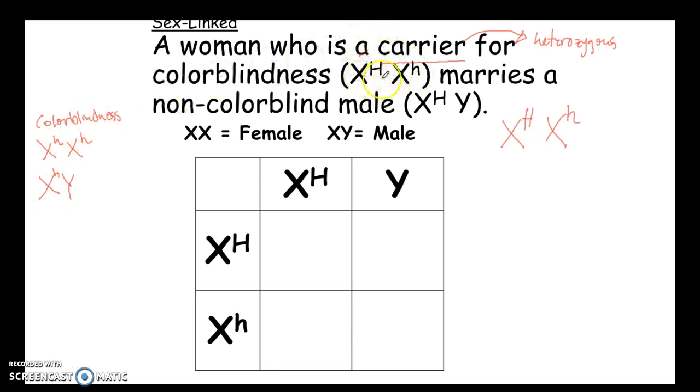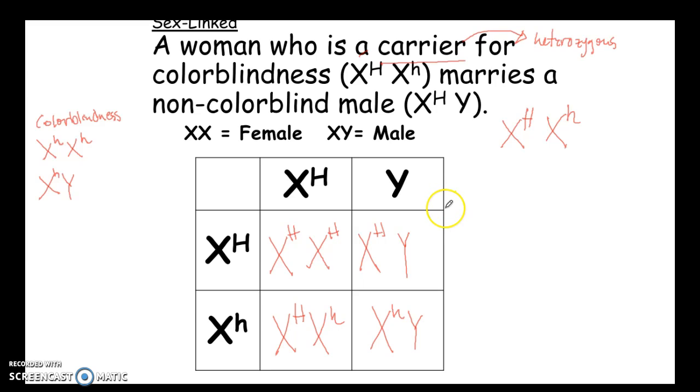So we have this carrier, we put her on the side here, and then we have the man, X big H, who is not a colorblind man, and the Y, and we cross them. We do the same process that we've done. We're going to get this for the offspring. Then we have X big H and Y. Then here we have X big H, X little h, and X little h and Y.